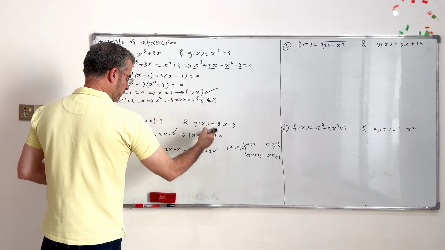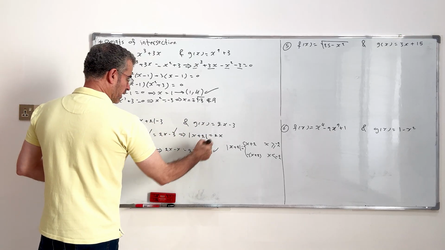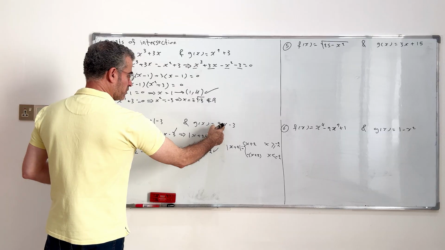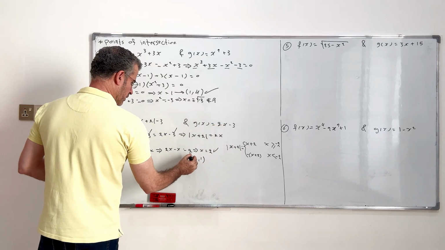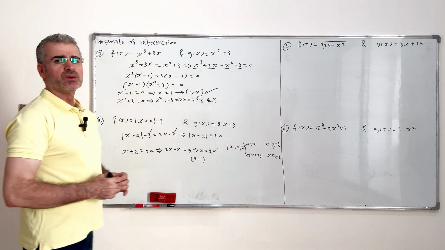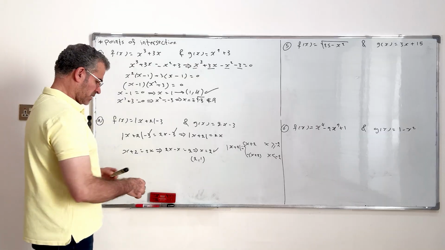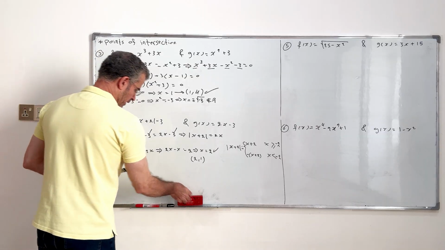Substitute here or here to find the y coordinate. Let me substitute here. 2 times 2, 4, minus 3, 1. The point (2, 1) is the first x intersection. Let me check the other case.